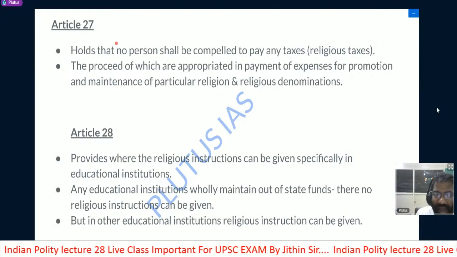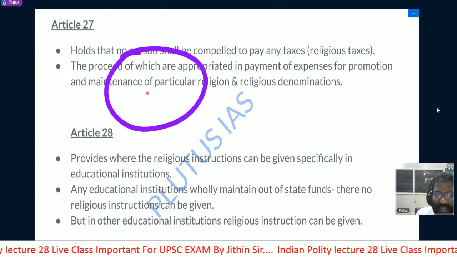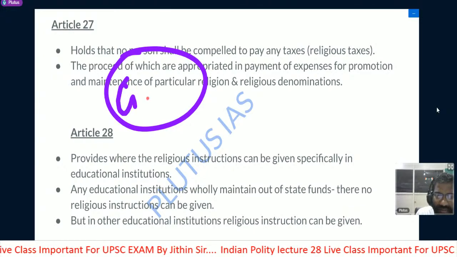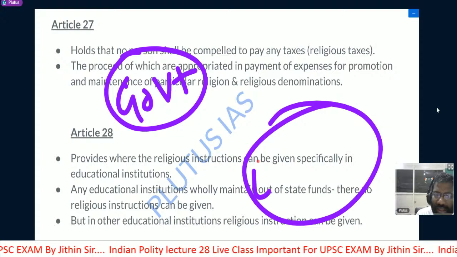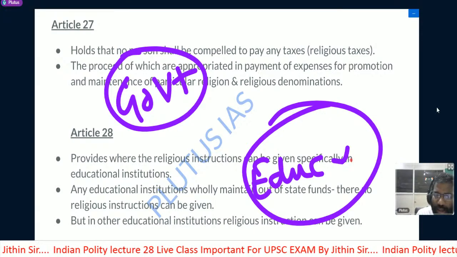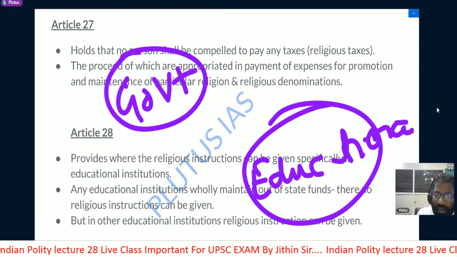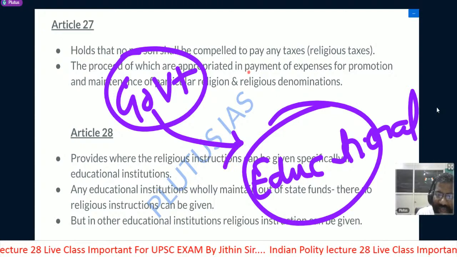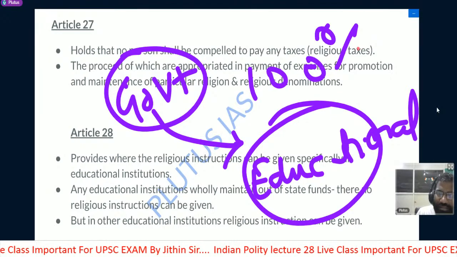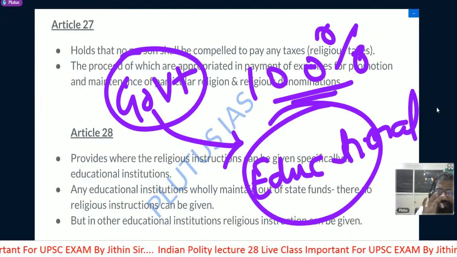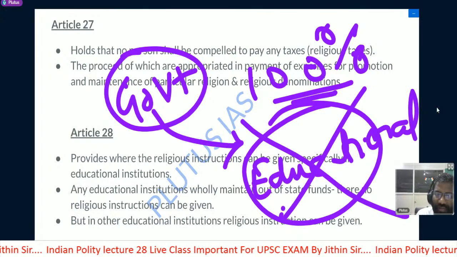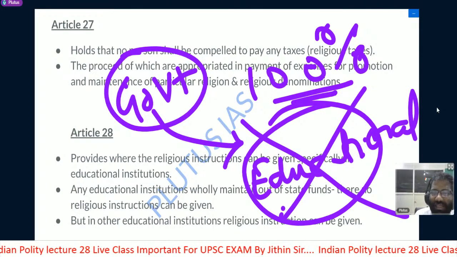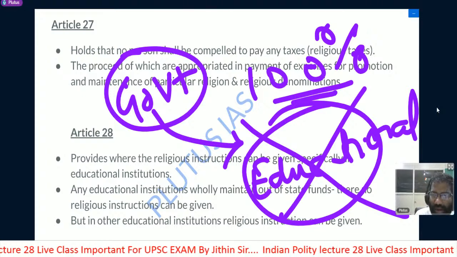I have quoted three things. Suppose this is an educational institution and the government is giving 100% of the money, and it is completely under the government. No instructions can be given. Not even a single instruction can be given. Okay, clear?